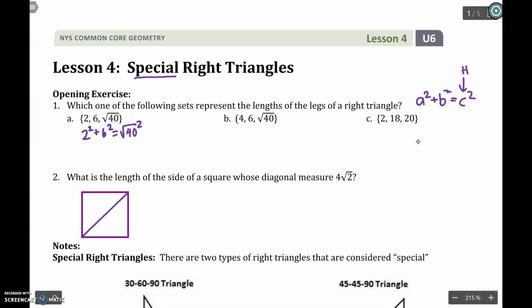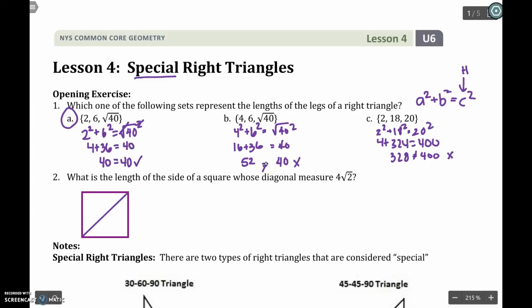And so when I do that, 4 plus 36 is 40. And on the right side, remember that when you square a radical, it undoes it, and all you are left with is the number on the inside. And you can see that that one checks, and so this is a right triangle. If you were to do the others, it would not check.